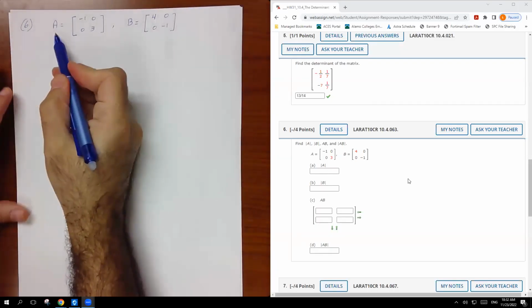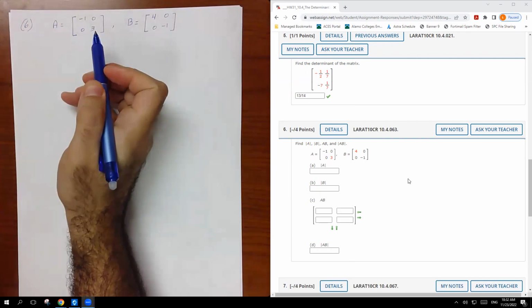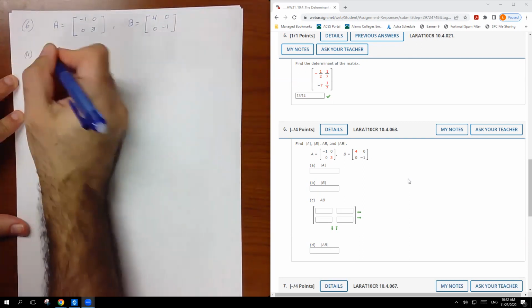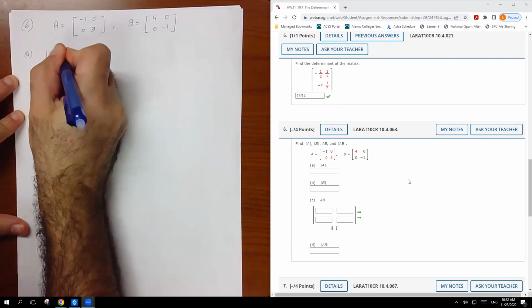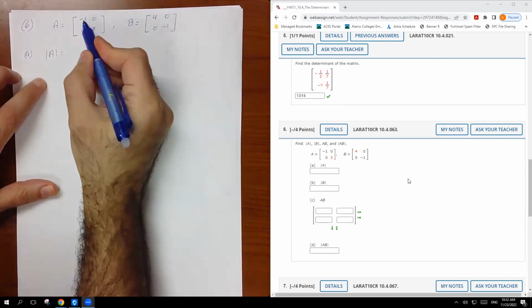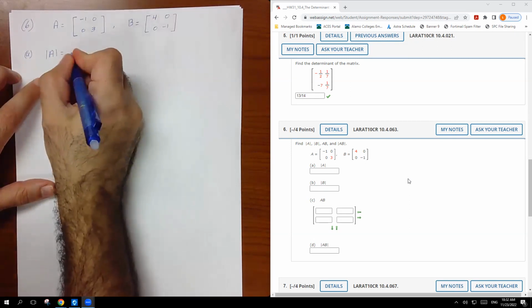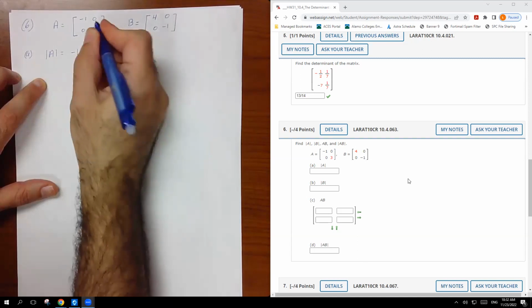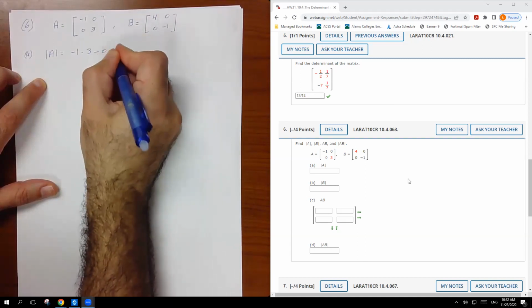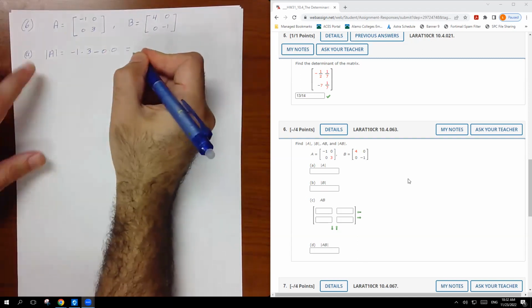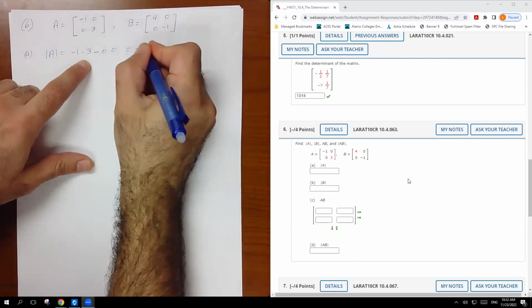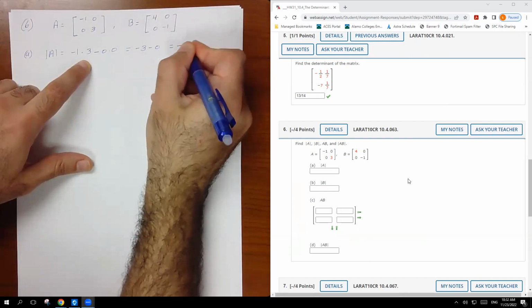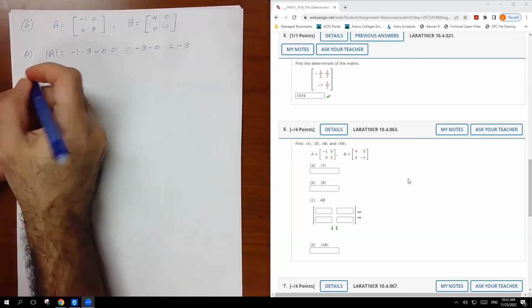So here is the matrix A, and here is the matrix B. Now let's find the determinant for the matrix A. Determinant for matrix A is going to be -1 times 3 minus 0 times 0. And then it's going to be -1 times 3 is going to be -3 minus 0, and the result is going to be -3.